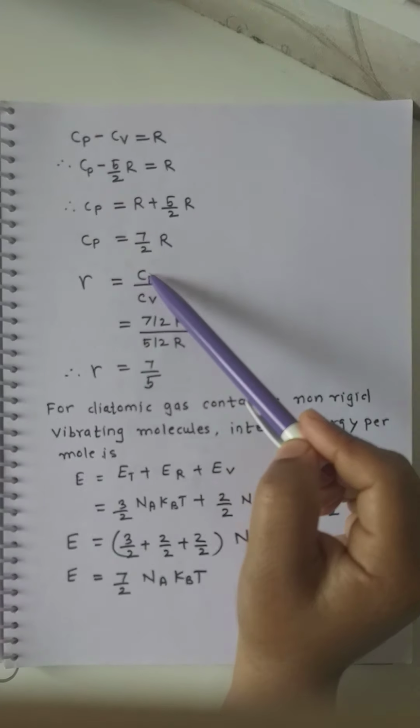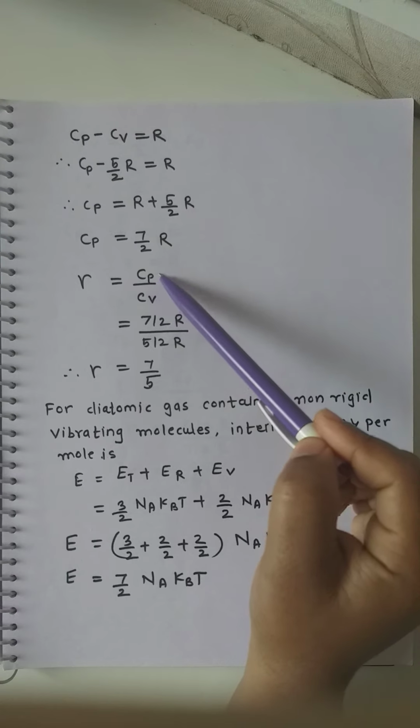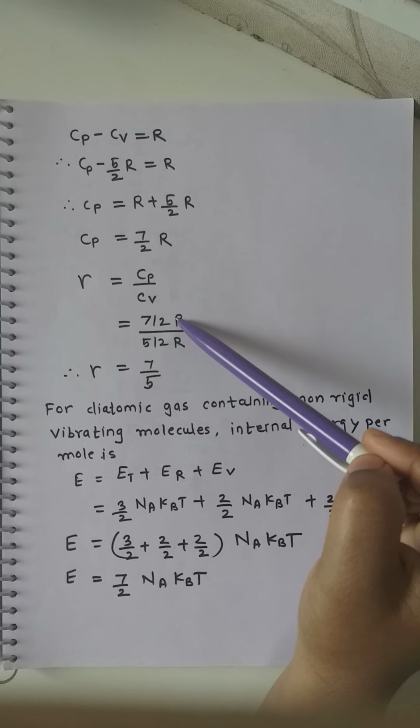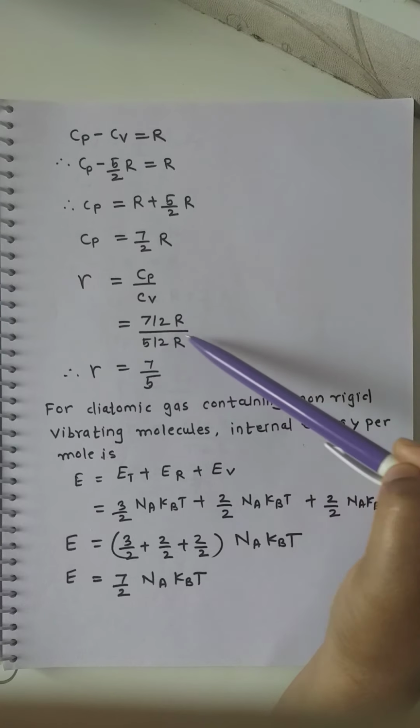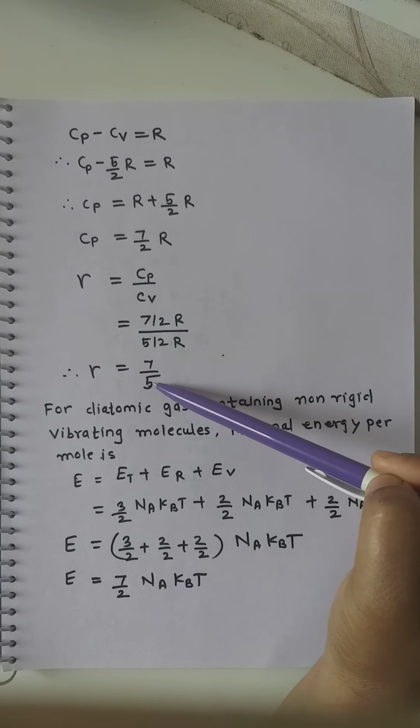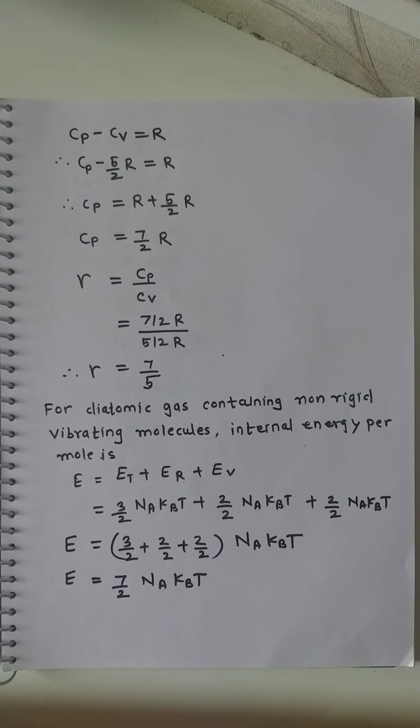Now gamma is the ratio of Cp upon Cv. Again we have to do the same thing. Now put the value of Cp, 7 by 2 into R, and the value of Cv, 5 by 2 into R, and by cancelling I will get gamma is equal to 7 by 5 for diatomic gas.